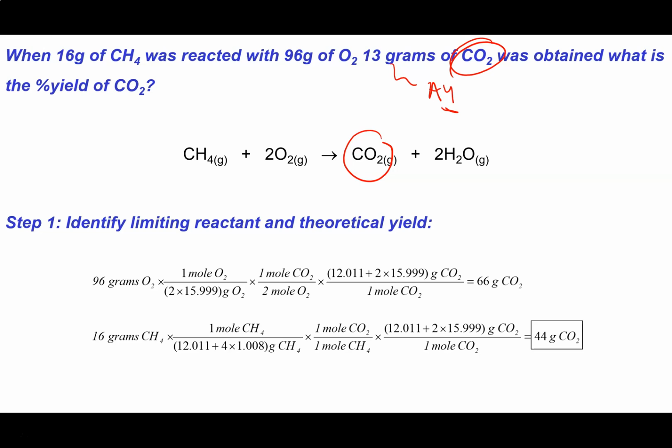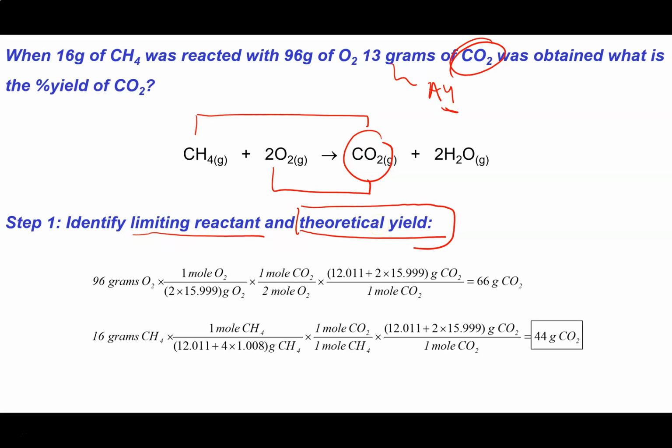What we need to do is calculate how many grams of CO2 I would get if I used up all of my methane, how many grams of CO2 I would get if I used up all of my O2, and then see which of those two numbers is the smallest, and that'll be my theoretical yield. In my first step, I'm going to identify my limiting reactant, and at the same time I'll be working out my theoretical yield. So I've got to do two grams to grams calculations here. How much CO2 would I get if I turned all of my oxygen into CO2? And how much CO2 would I get if I turned all of my methane into CO2?